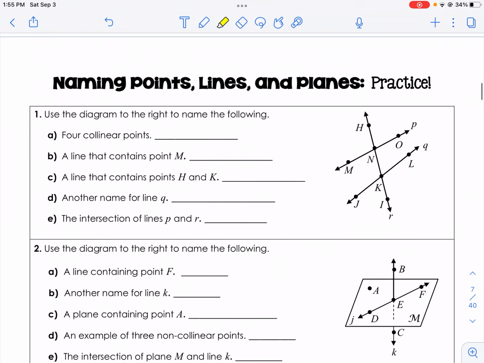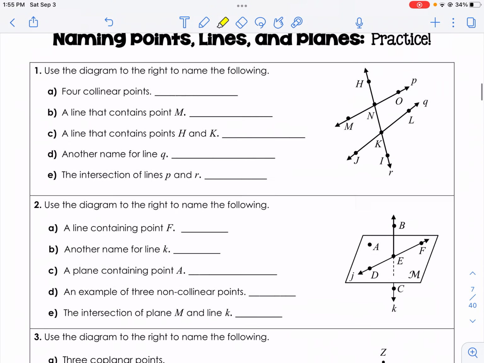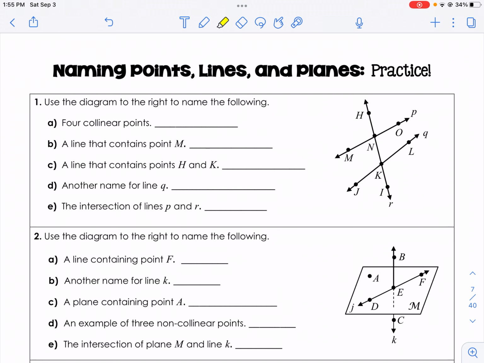So we won't do a lot of these together. We'll just do a couple in each of the problems just so you get a sense for how they work. So for collinear points, you want to look for 4 points that fall on the same line. And I see 3 points there, I see 3 points there, so that's not useful. But I do see 4 points here. And you can name them in any order. We have H, N, K, and I. And remember that points are just letters, so we're putting commas in between them to list them.